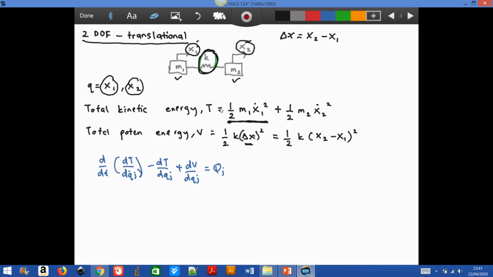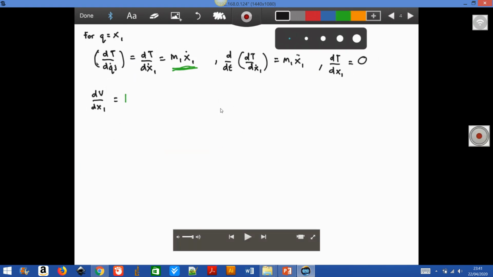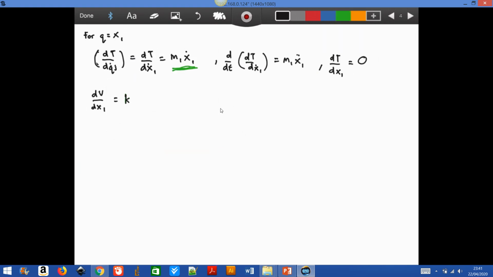So we differentiate V towards x1. What we will get is k (x2 minus x1), and then don't forget to differentiate the inner part, which is x1. It will be -1. Okay, this is on the maths.